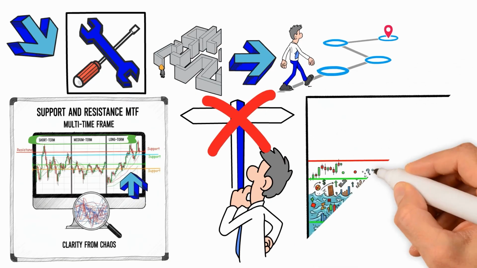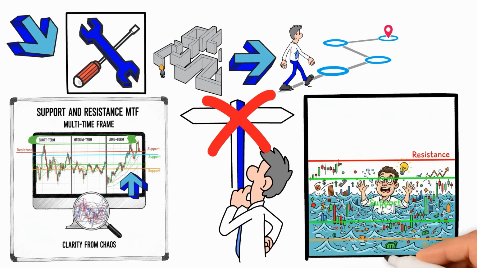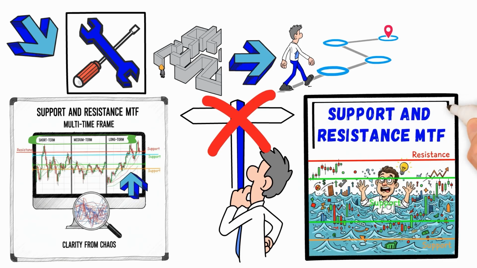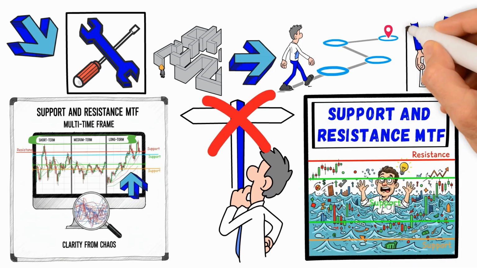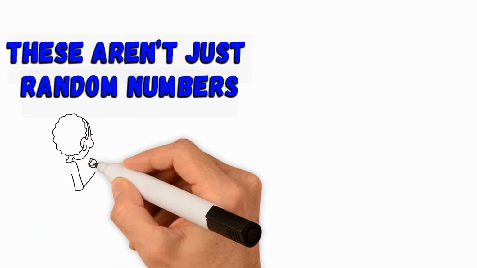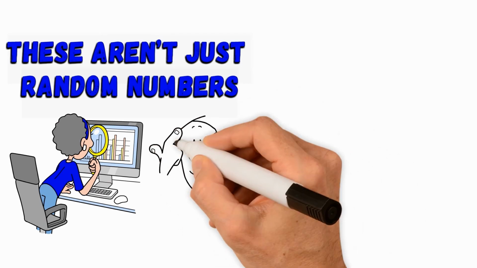When you're looking at a chart, it can be overwhelming. A sea of data and indicators throwing everything at you. But with support and resistance MTF, you can spot critical price levels that matter. Those areas where price has a history of bouncing or breaking. These aren't just random numbers, they represent real market behaviour from multiple timescales, giving you an edge in your decision making.